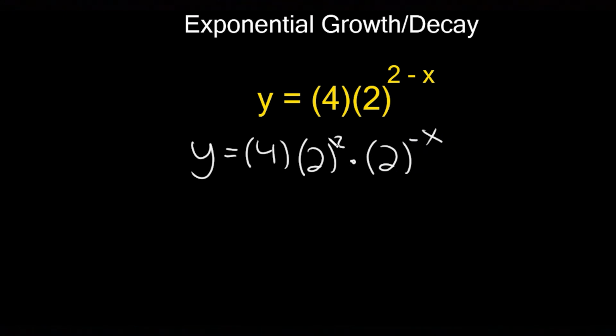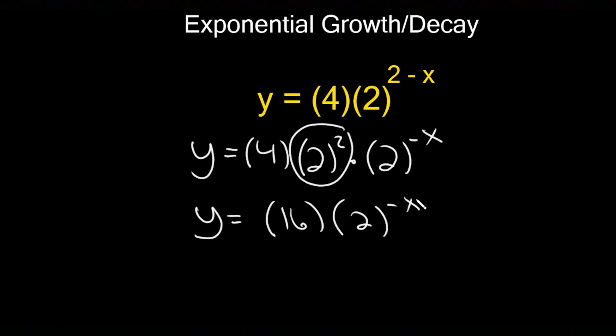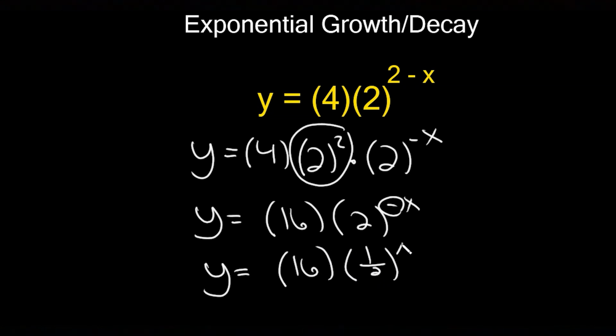And I know that 2 squared will give me 4. So this part right here will give me 4. And 4 times 4 will give me 16. So now I have y equal to 16 times 2 to the negative x. And again, we're going to do the same thing here. We know that this negative is really like a negative 1. So it's 2 to the negative 1, which will end up being 1/2, okay, when I use negative exponent properties. So now I have y equal to 16 times 1/2 all to the x power.